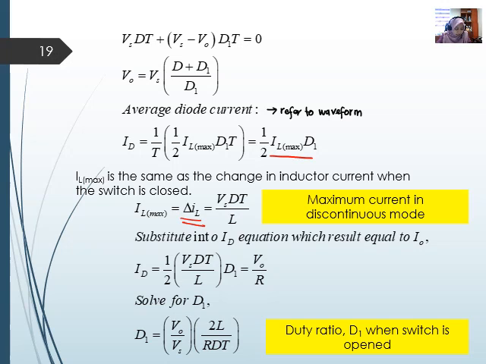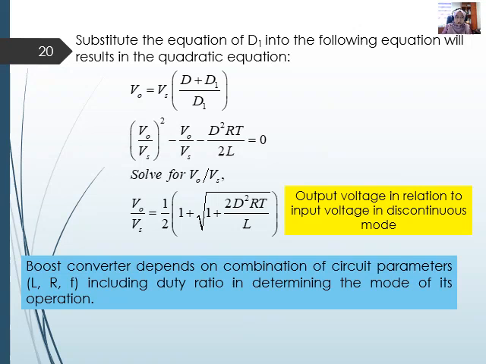So once you have this, you substitute inside this. We know that your diode current ID will equal half IL max, so you substitute this one here. Your ID will be equal to half VS DT over L multiplied by D1, which is equal to V0 over R. So you can solve it to find the value for your duty cycle in DCM.